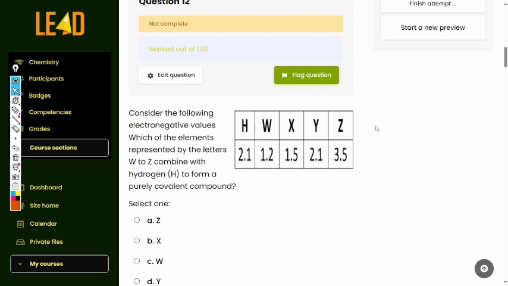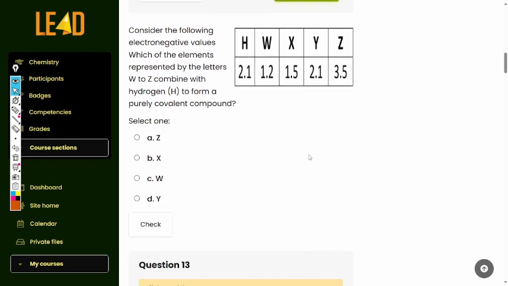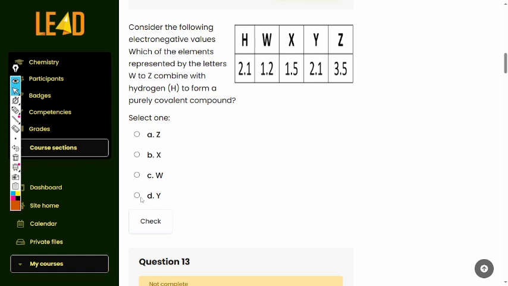So what we do is we check the differences between hydrogen and each of these elements here, which one will give us a value closest to 0. So the answer is Y, because 2.1 minus 2.1 is 0, and that's the closest you get to 0. So H and Y will give you a pure covalent compound. All the other ones will give you a value higher than 0, and so it won't be as pure as getting 0 as the difference. So the answer here is Y, and that's D.